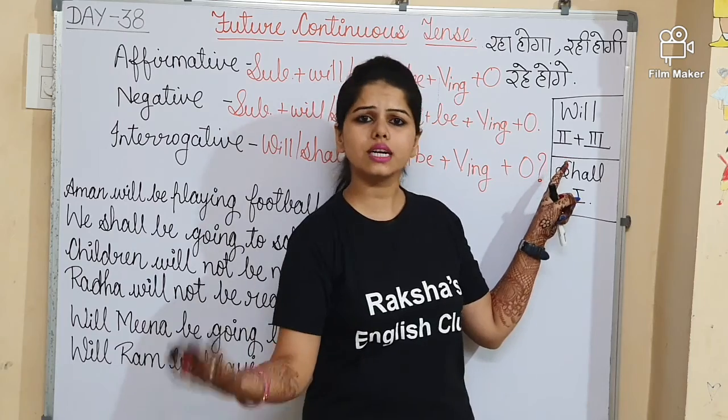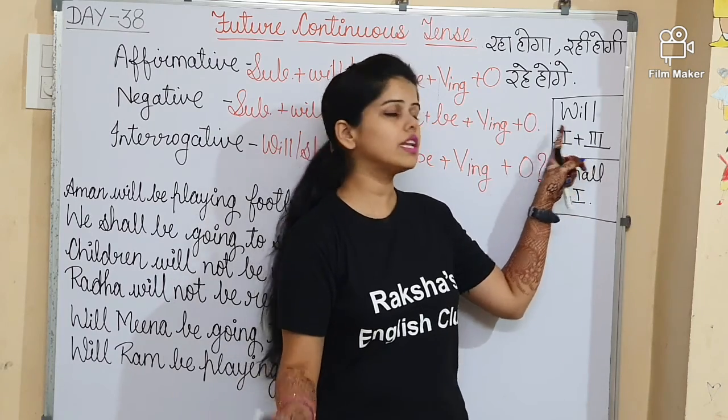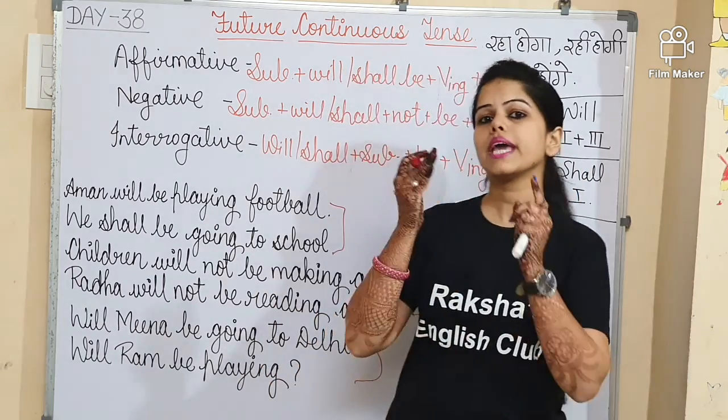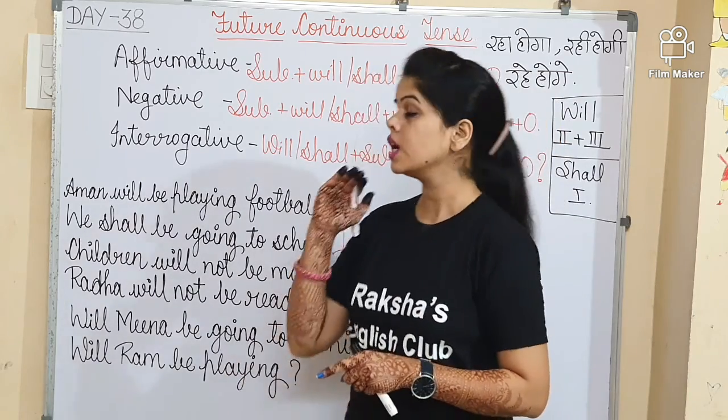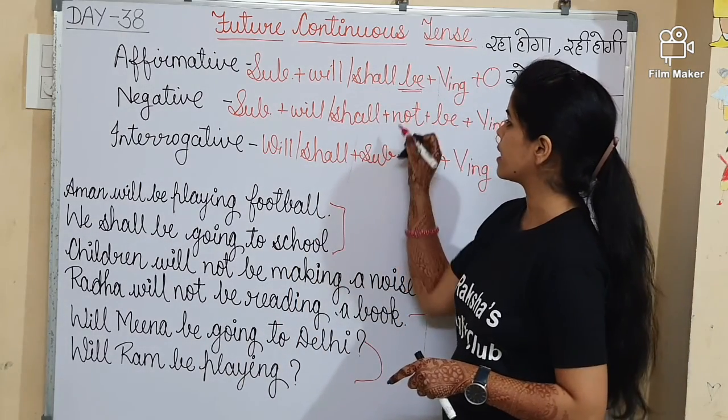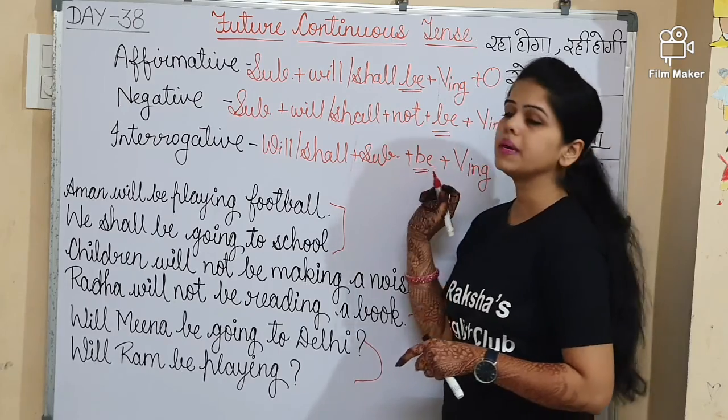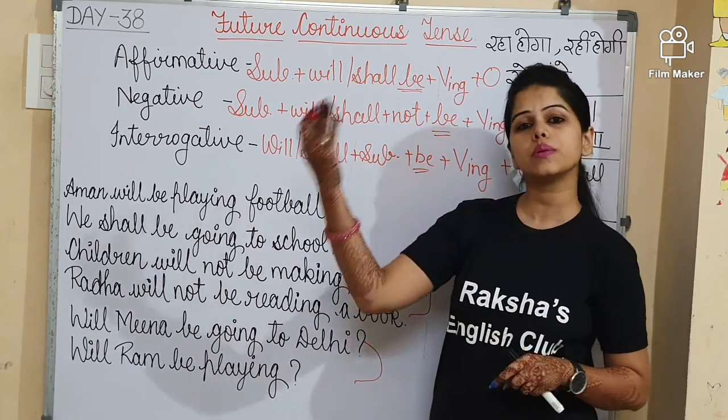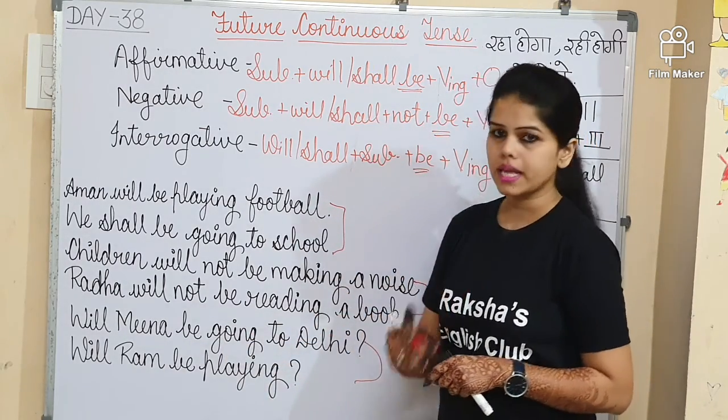अगर हम सेकंड या थर्ड पर्सन की बात कर रहे हैं, देन वी विल यूज विल. और फ्यूचर में ऐसी एक्शन हो रही होगी, उसके लिए हमें बी लगाना बहुत जरूरी है. ओके, बी इज मस्ट, क्योंकि हम फ्यूचर में होने वाली एक्शन के बारे में बात कर रहे हैं.